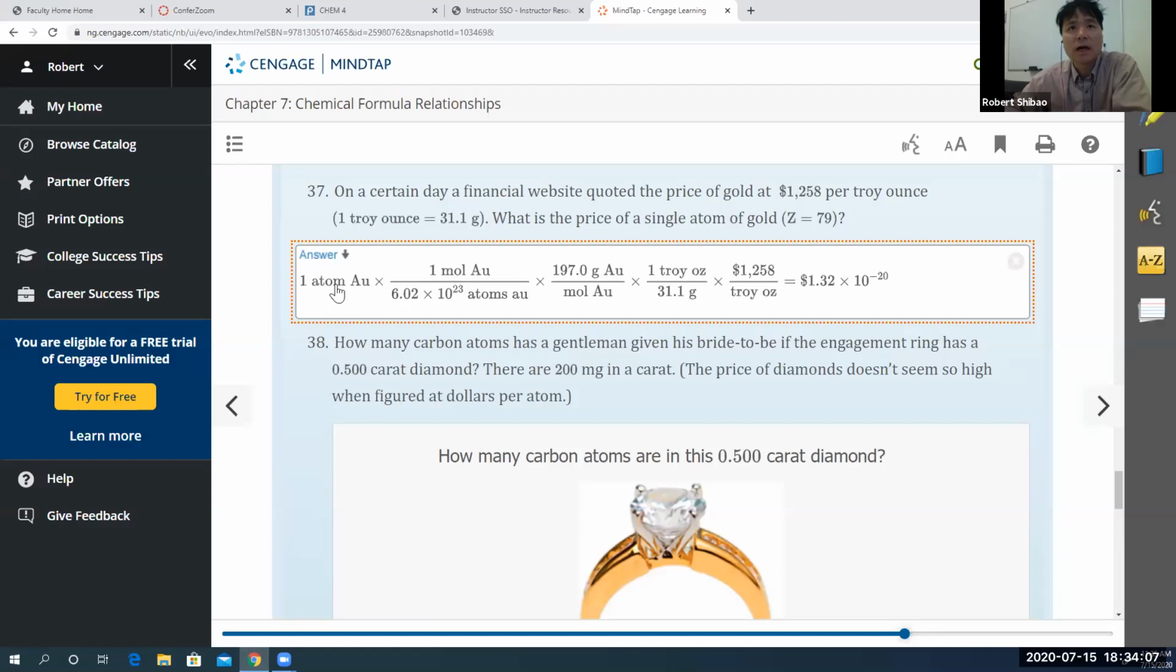They started off with an atom and then converted it into moles. So number of atoms to moles using Avogadro's number, then moles to grams using the molar mass, and then grams to troy ounces using this. This is a one-off conversion factor you've been given, so this one's okay. But if it were regular ounces, I'd expect you to be able to link together standard conversion factors like we did yesterday in determining how to convert ounces into grams. And then troy ounces to dollars, which is given here.